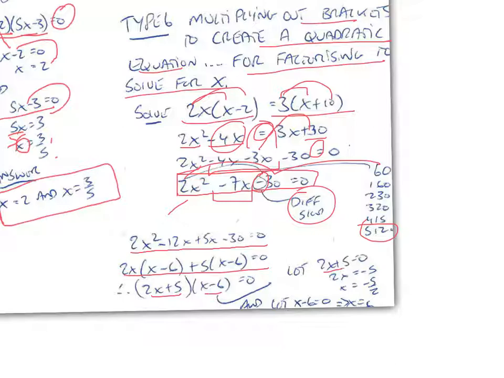Let 2x plus 5 equal 0, 2x is equal to minus 5, x equals minus 5 over 2. And then also let x minus 6 equal 0, which implies that x equals 6. So therefore the answer is x equals 6 and x equals minus 5 over 2.